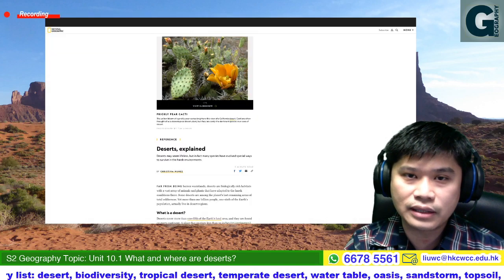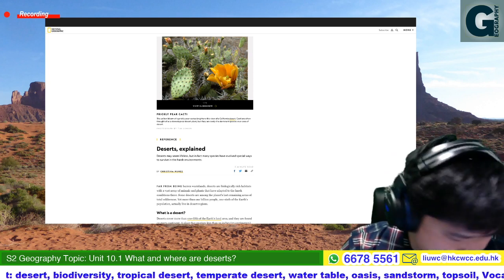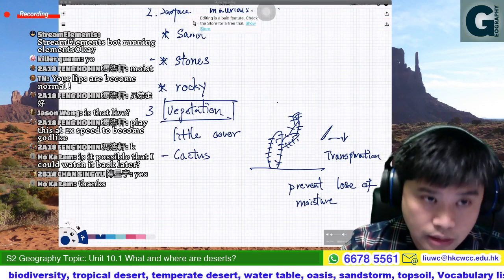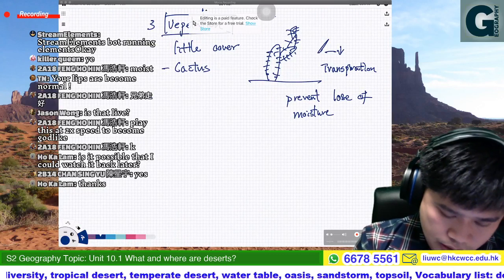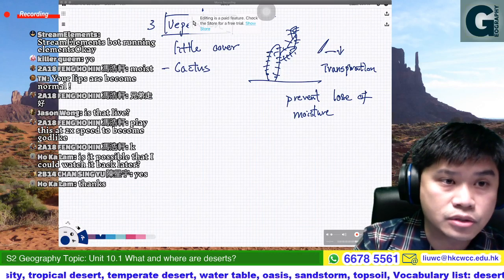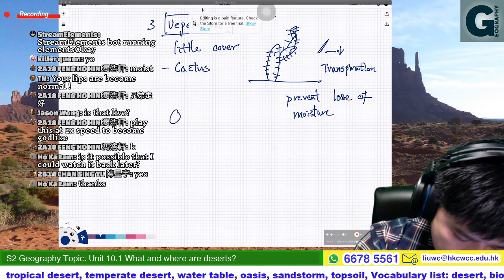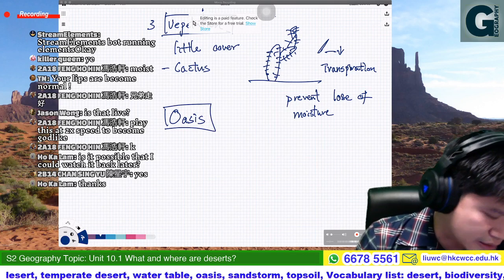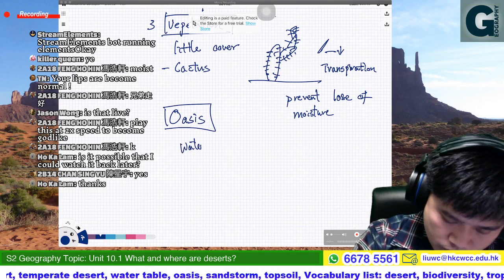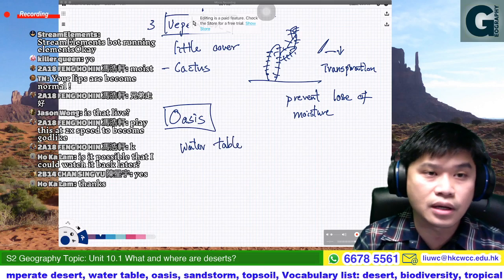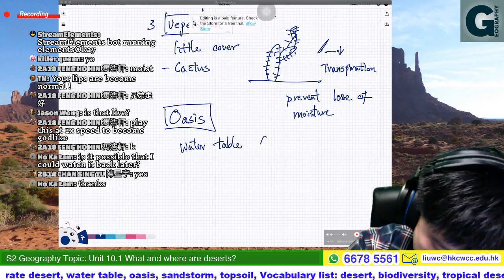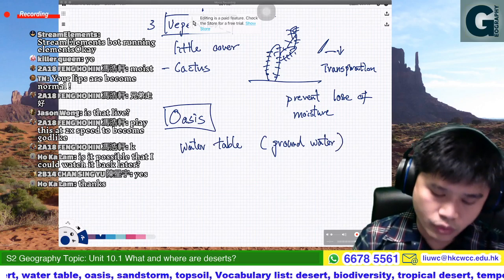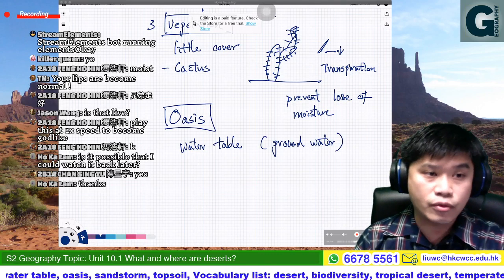Okay, so that could be about some vegetation in the desert. Besides the vegetation, one more part I need to mention again. Just now, I mentioned the oasis. An oasis occurs when the water table is relatively close to the surface, so people can get the groundwater. Actually, the water in the oasis is groundwater.